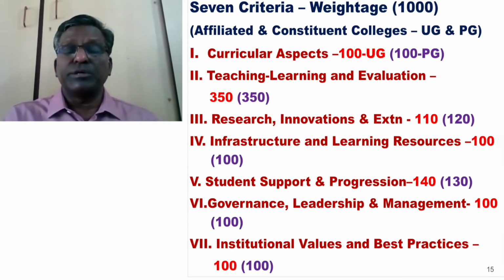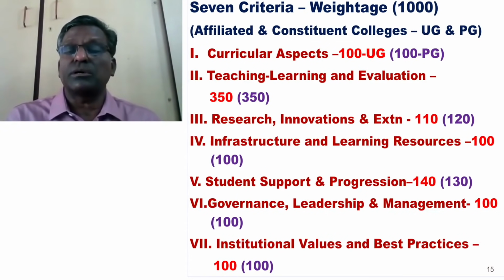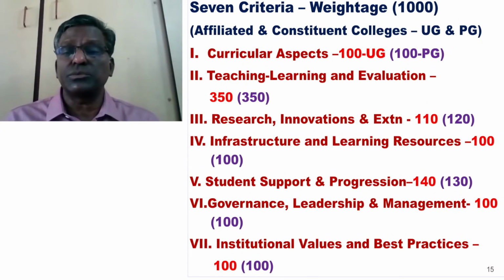Okay, now we will be talking only about affiliated and constituent colleges, both UG and PG. Here I am not talking of universities, nor am I talking about autonomous colleges. My focus will be on affiliated and constituent colleges, both UG and PG. So these are the 7 criteria. And what is the weightage that is given to affiliated and constituent college that offers only UG programs? And what is the weightage that is given to affiliated and constituent colleges that offers both UG and PG programs?